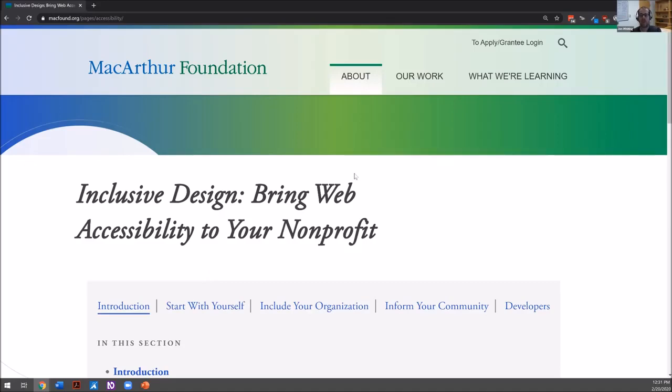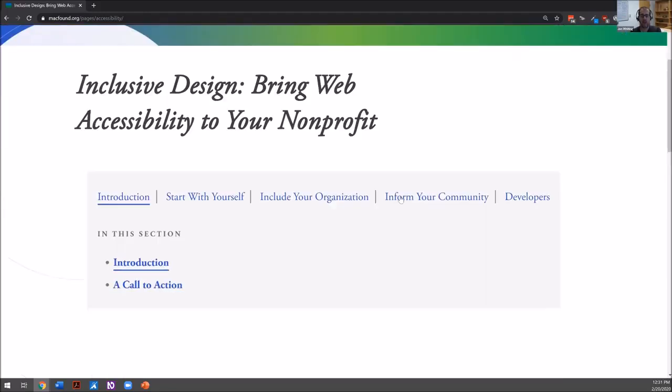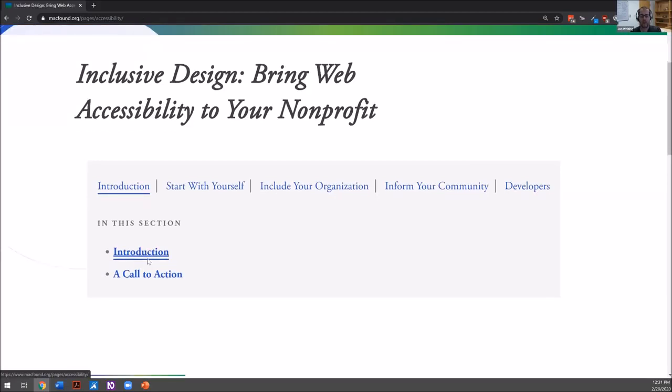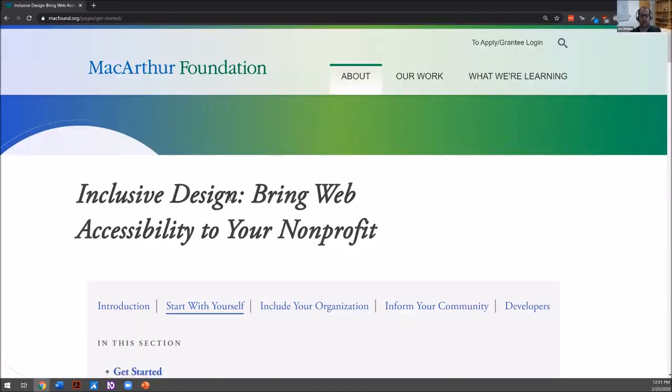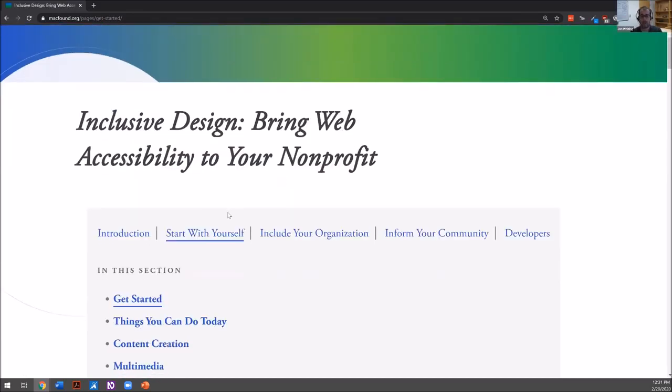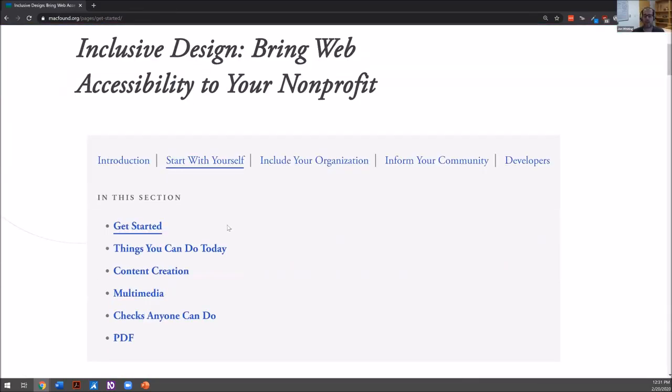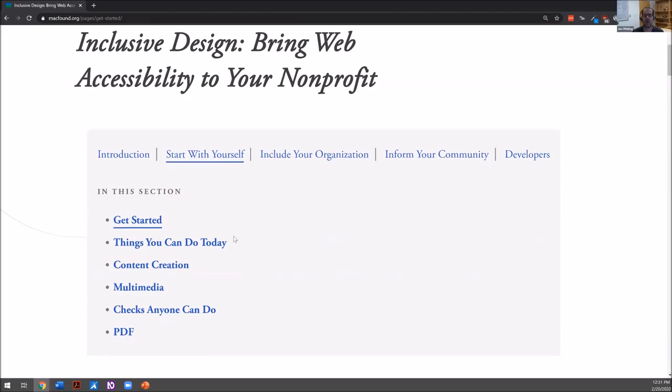So this is that page within the MacArthur website with these resources I was talking about. The introduction is an introduction from the MacArthur Foundation on the importance of this. The call to action is essentially the information that Cindy went through, ending with a call to action. And then we have these sections. That first one, start with yourself. These are resources that hopefully everybody can benefit from. At least that's the goal.